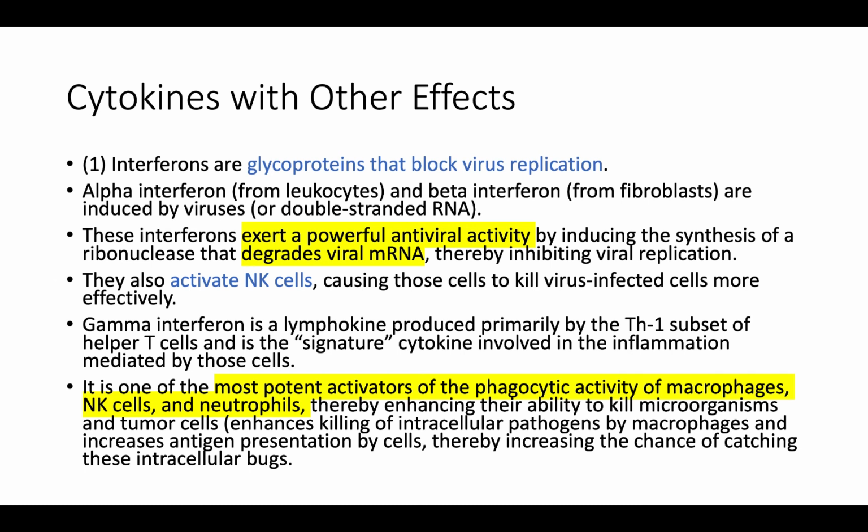Gamma interferon is produced by Th1 cells, and is the signature cytokine involved in the inflammation mediated by these cells. Gamma interferon is a very potent activator of the phagocytic activity of macrophages, NK cells, and neutrophils. All this is to improve their ability to do their job.